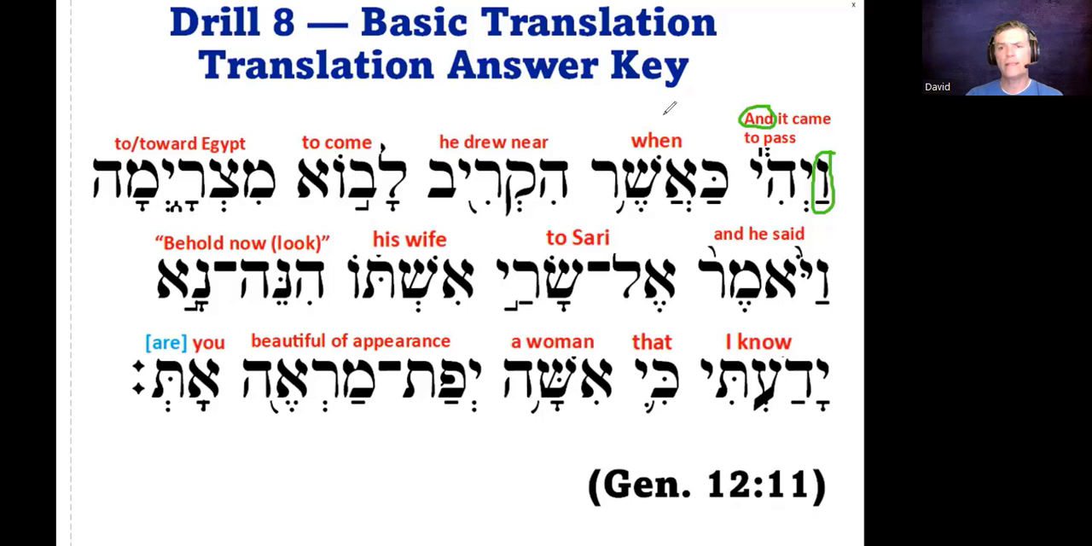The next word is ka'asher, very common relative pronoun, asher. And sometimes we see the kaf affixed onto the front end, and this simply means when. And I realize asher can mean which, whom, who, number of other things. In this context, it means when.